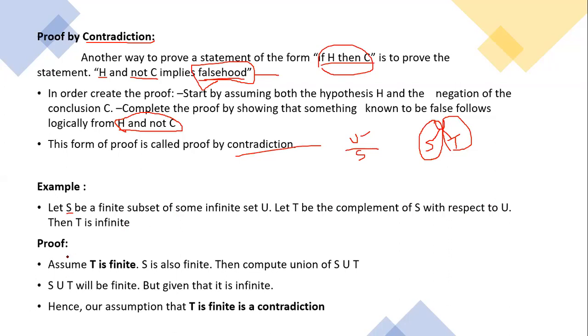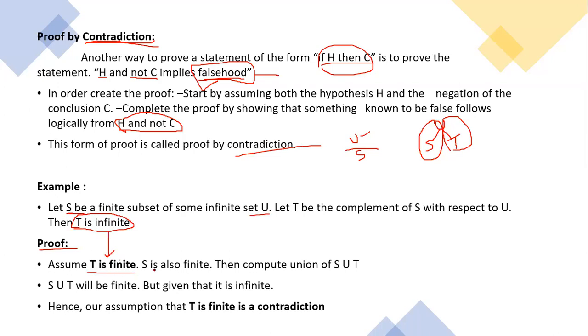So how can we prove this? We are going to prove it by contradiction. S is finite and U is infinite. I want to prove that T is infinite. Here I am taking the contradiction manner: assume T is a finite one. This is opposite to our conclusion.